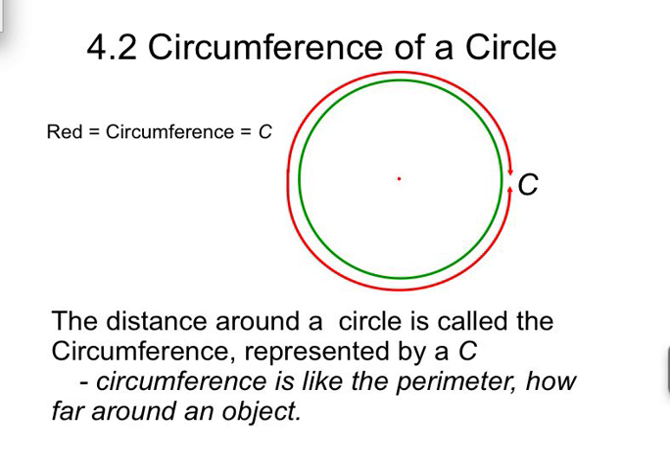Sometimes you're used to seeing the perimeter on a square or a rectangle. We're going to be looking at it now as the perimeter of a circle, but we're going to call it specifically the circumference.